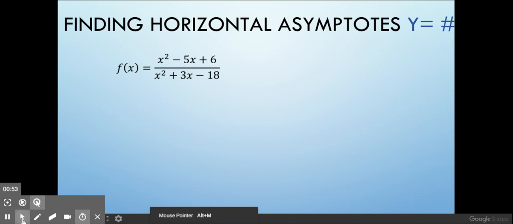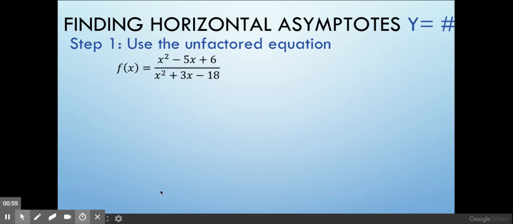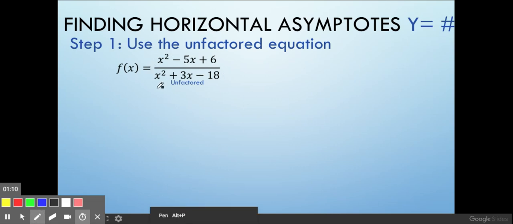For horizontal asymptotes, we are going to use the unfactored equation. So this is different than what we've been doing. Normally, we want to simplify our equation and factor it and simplify. For this, we don't have to. We can look at the unfactored equation. So here I have our unfactored equation.